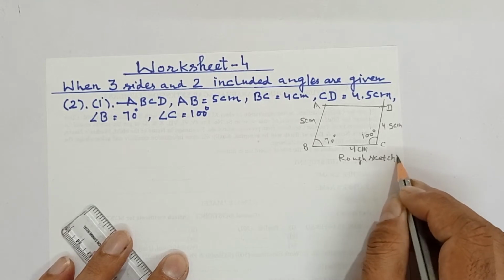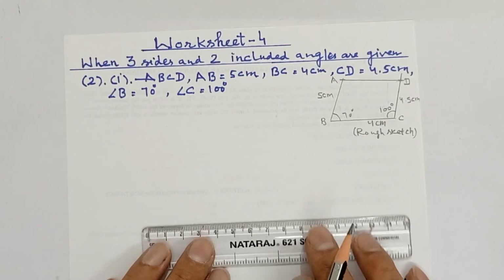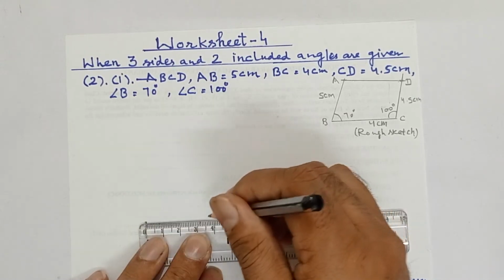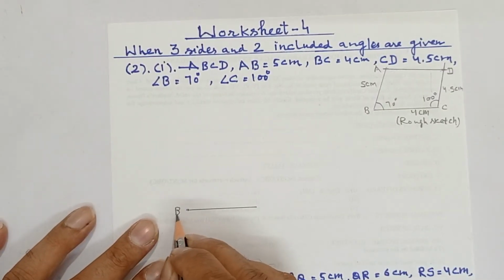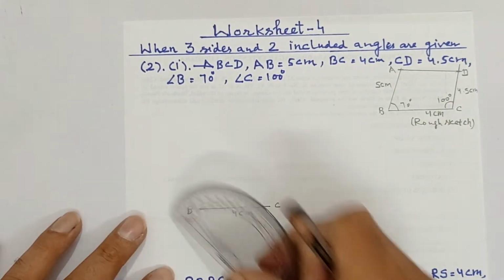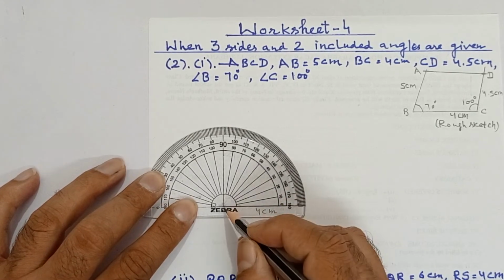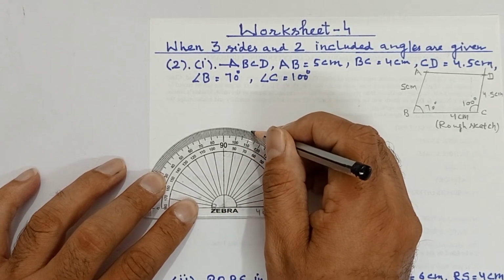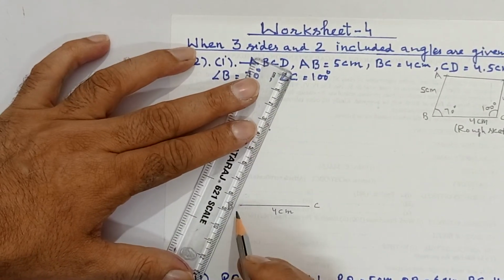Now we will make its fair construction. First, 4 centimeter is to be taken as base. So see here, this is 0 and this is 4. And you can label it as BC 4 centimeter. Angle B is of 70 degrees, so it is to be made with protractor. Keep the protractor in proper position, and you are making the angle on left side, so you will take this inner scale 70 degree and extend this line.